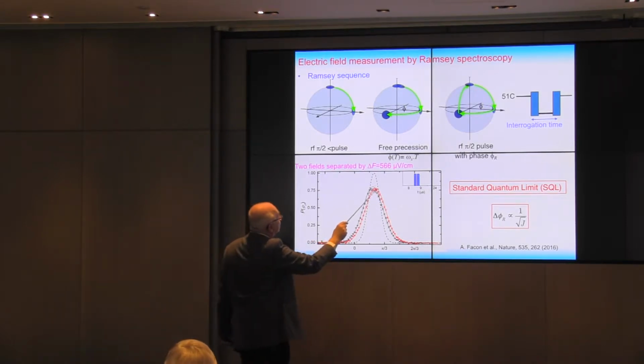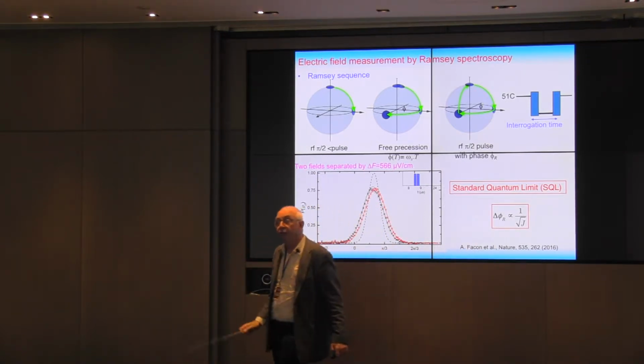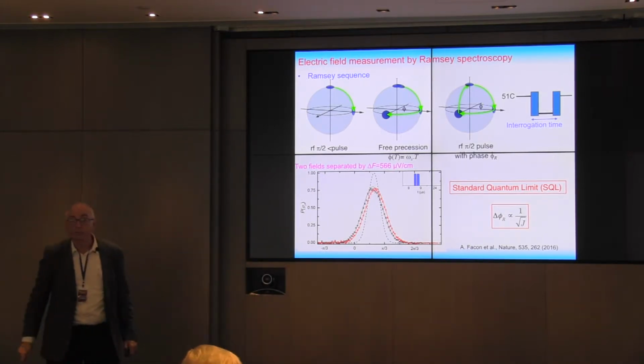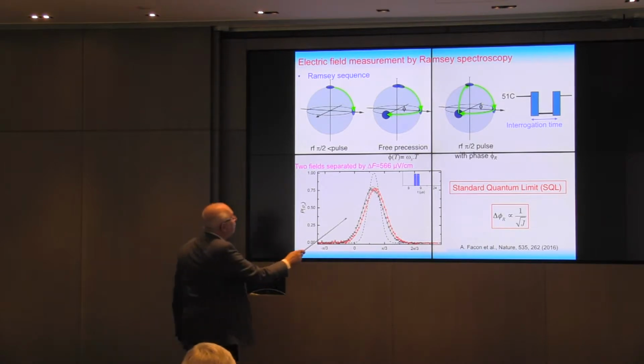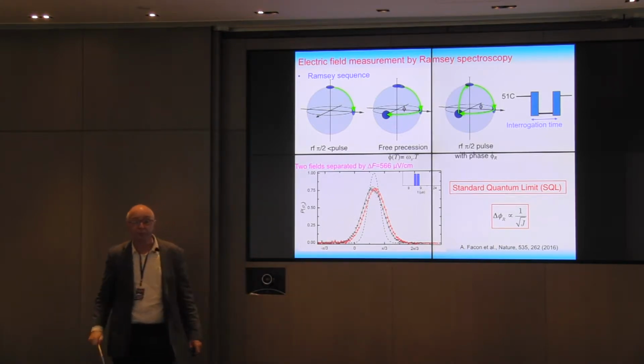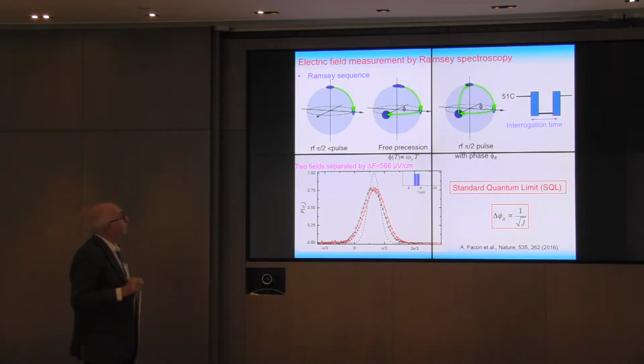And the maximum tells us what the field is, and the width here is proportional to 1 over square root J, defining the standard quantum limit in this context. And obviously, we barely resolve here the field increment because the width, 1 over square root J, is much larger than the increment in the position. So how can we get further than that?